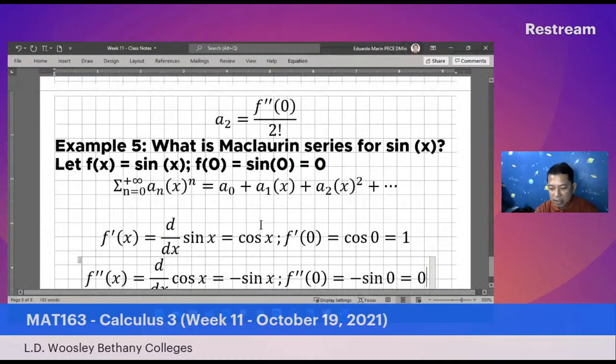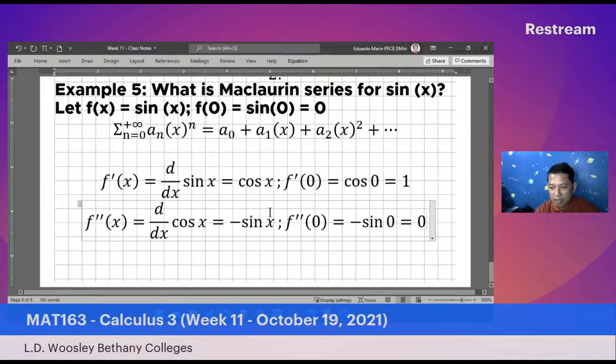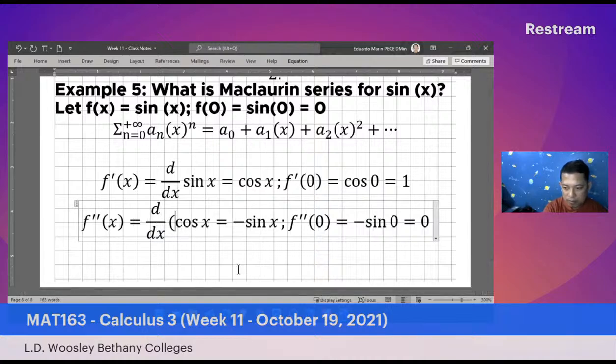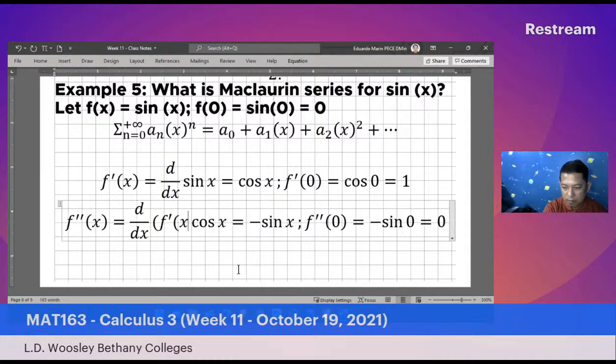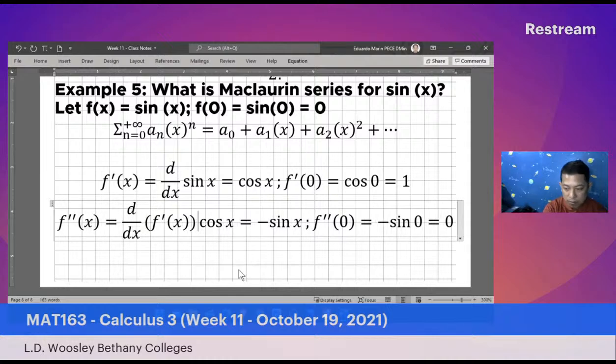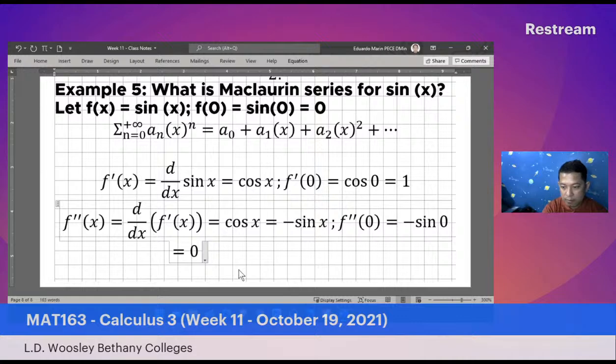Umulit siya. Tingnan natin, no? Okay, how about the third one, the third derivative? So dadagdagan ko lang siguro to. Ito yung derivative, yan, para medyo ma-recall natin ng konti.